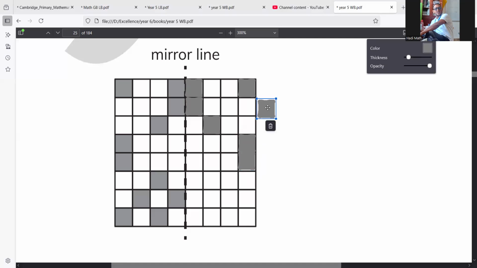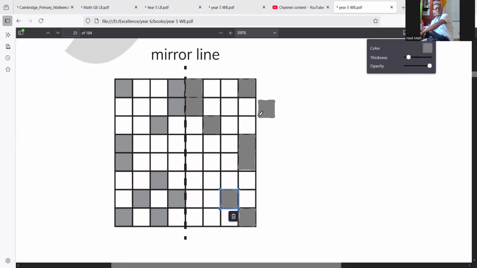Then we have another one here. We need to shade another square here so we fold over it. So we go and shade this square over here, so it will go over that one. Look at this one. This one is shaded here. We need to shade one here. We could count one, two. Then we shade this one over here so they fold over it.